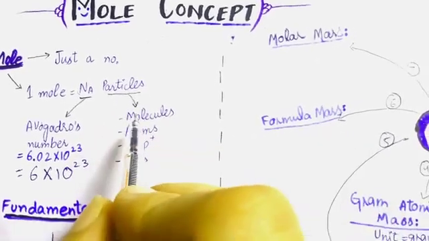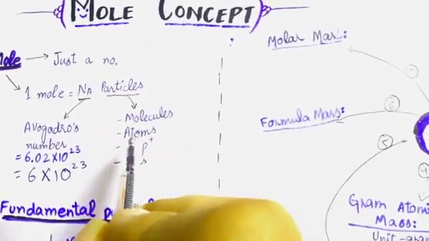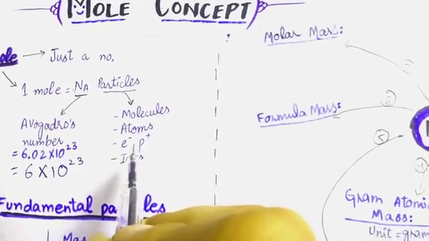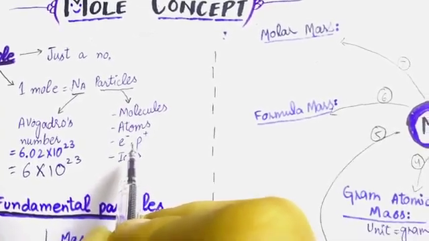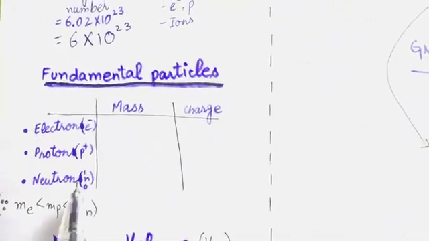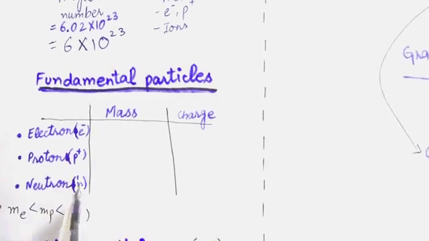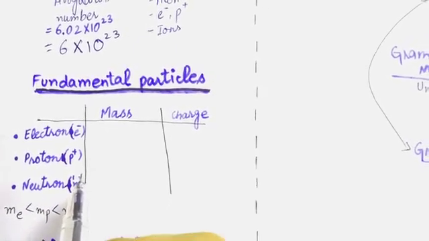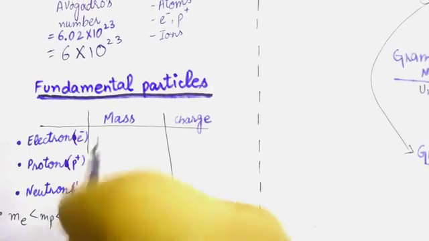Here particles include molecules in a substance, atoms in an element, electrons, protons and neutrons in an atom, and ions in ionic compounds. Here are some fundamental particles: electron, proton, neutron. Their mass and charge values are important for calculations in numericals.